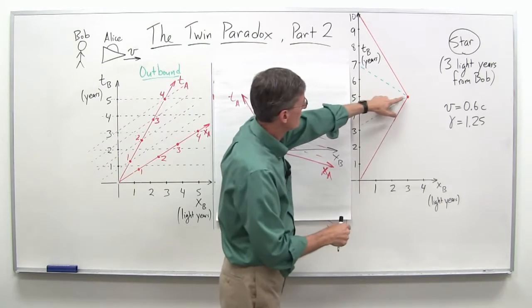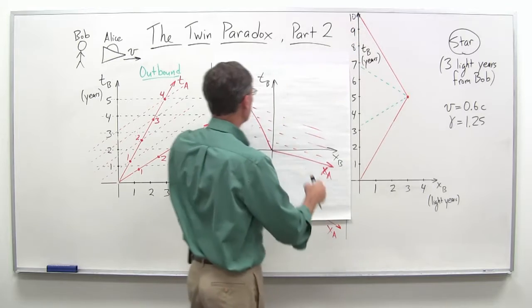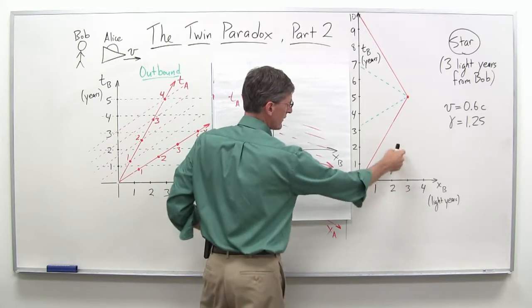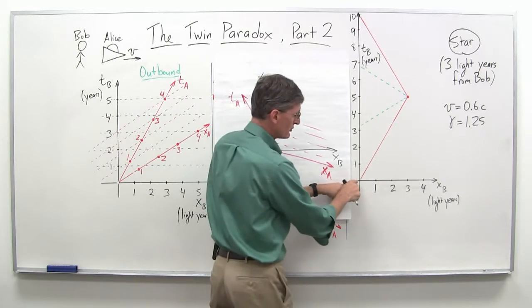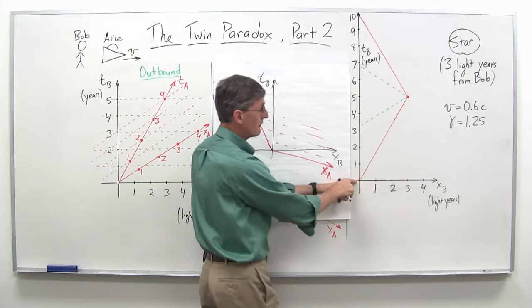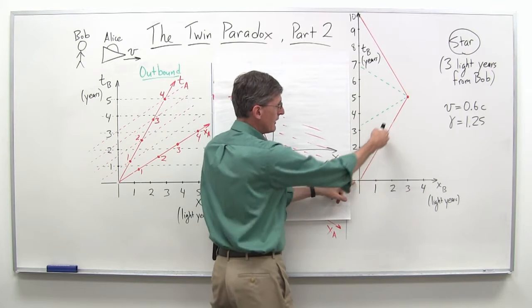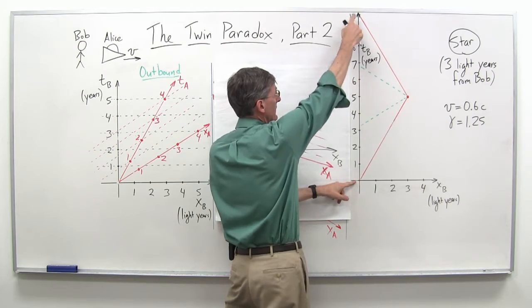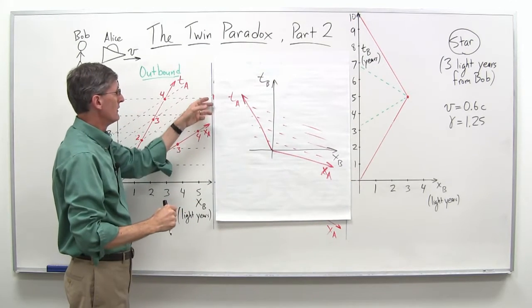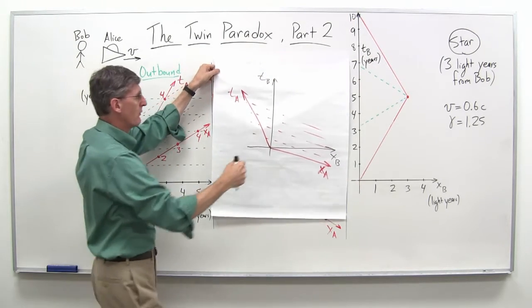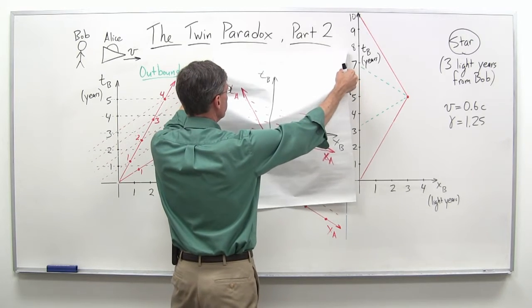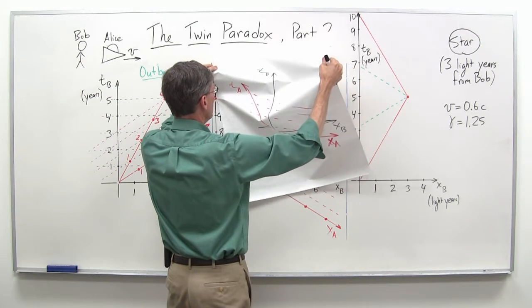So now we're going to look at this part of the trip. Going back from the star, remember everything's really happening on the x-axis here. She goes out to the star, turns around, and comes back again. And this is the world line out, and then the world line back, and ends up at the planet again, if that's where Bob is.